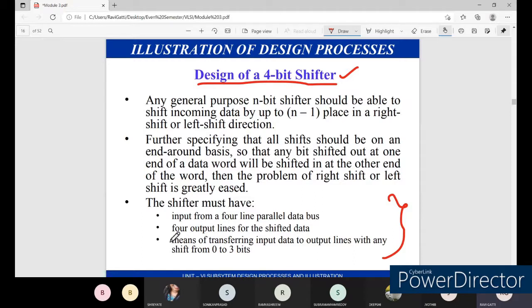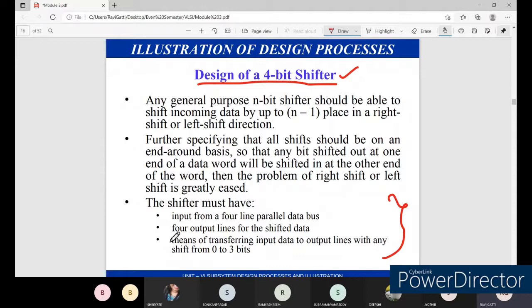Second, 4 output lines for the shifted data. Here the 4-bit shifter, we call it a parallel shifter because you will be getting 4 bits directly. Because of this, you should have a parallel data bus which can accommodate the 4 output bits simultaneously. This is one more constraint or requirement you need to consider.